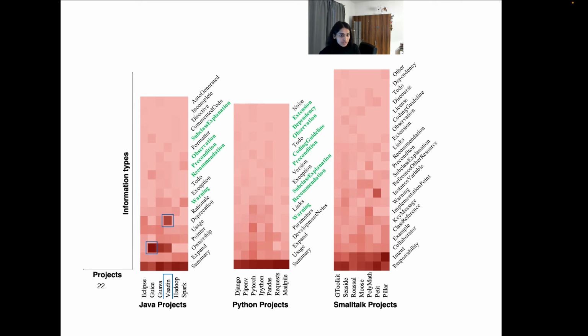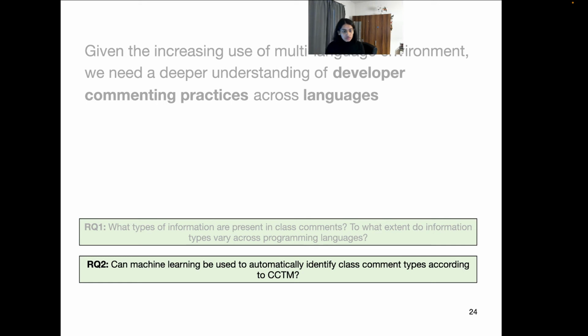So we could see that, for example in Wading, deprecation and ownership information of a class is frequently mentioned, while this information type is not popular among Apache Hadoop developers. So now these information types are very useful once they are automatically identified. So the next question is, can we use machine learning to automatically identify class comment types according to the taxonomy we have developed?